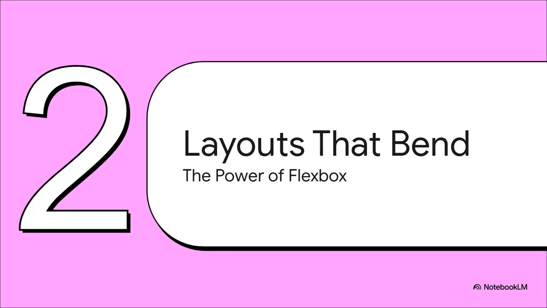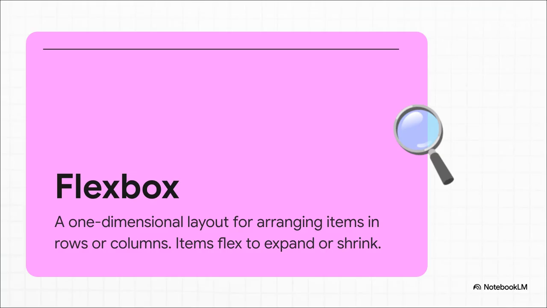So media queries set the conditions, but we still need something to actually build the layouts that can bend and adapt. And that brings us to our first major pillar, Flexbox. Flexbox is designed to do one thing, and it does it incredibly well. Arrange a bunch of items in a single line, either a row or a column. The name really says it all. The items can flex. They can grow to fill up empty space, or they can shrink to fit into tight spots, and it all happens pretty much automatically.